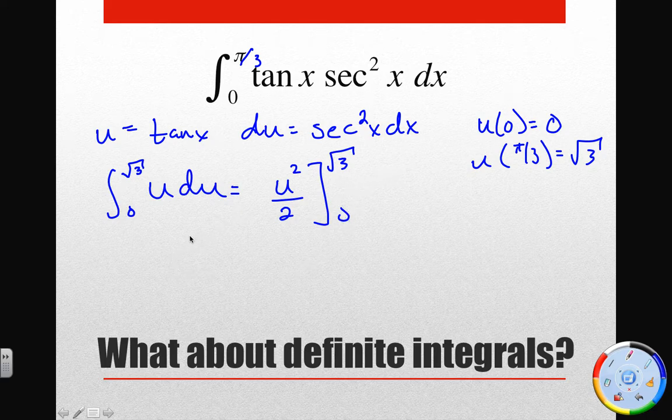And this just becomes 3 halves minus 0, which is 3 halves. So this is the part that I forgot to mention as I was going here. When you set up substitution for a definite integral, you want to just change your indices in accordance to your u function. So take your u function, go from 0 to pi thirds, and you get 0 to root 3. So you can just change this from 0 to root 3 and do a very simple calculation. Didn't require much trigonometry at all.